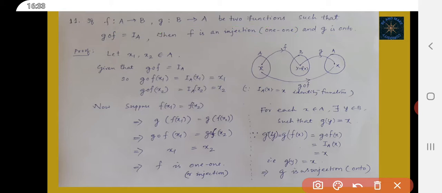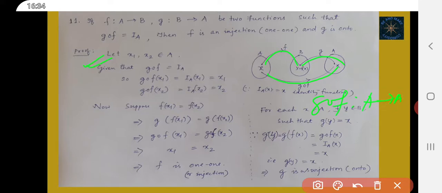Here what is given? f is mapping from A to B, g is mapping from B to A, okay, such that g∘f is equal to the identity function on set A. Then we have to prove these two: f is 1-1 and g is onto. Okay. Here you see A to B mapping, then B to A mapping. Then g∘f is mapping from A to A.